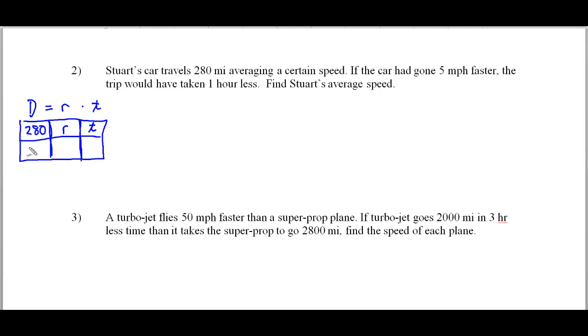Now down here, the second clue that we got is that if he had gone 5 miles per hour faster, so if he went r plus 5, then the trip would have taken 1 less, or t minus 1 less. Now he's still going 280 miles. This is just part of the equation right here because we know that he's traveling this far. So he went 280 miles at a certain speed, but if he would have gone 5 miles per hour faster, it would have taken 1 hour less to get there. So the big question is, find Stuart's average speed. Now what this means is we're trying to find r.